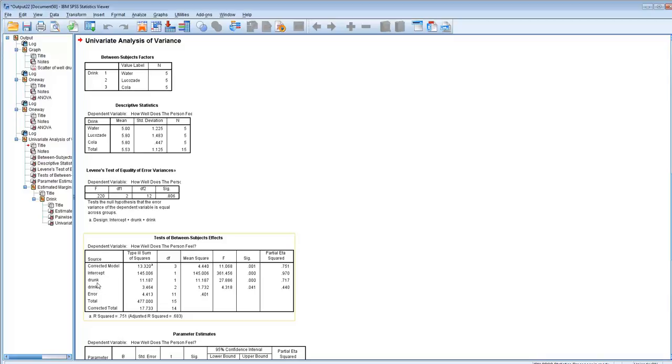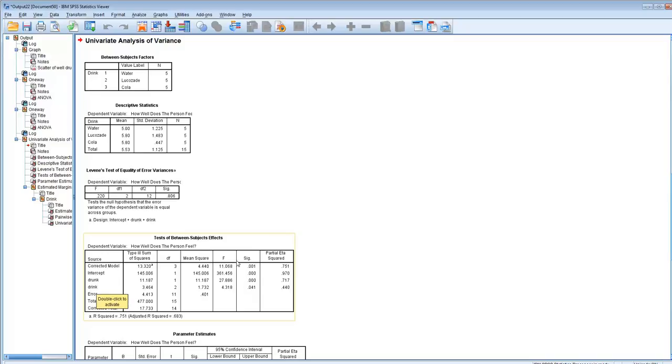suggesting that when you are measuring how well a person feels the next day after consuming a recovery drink, water, Lucozade, or cola, it's important to consider how drunk the person had gotten the previous night, because each one of these emerges as significant. The model is now significant.